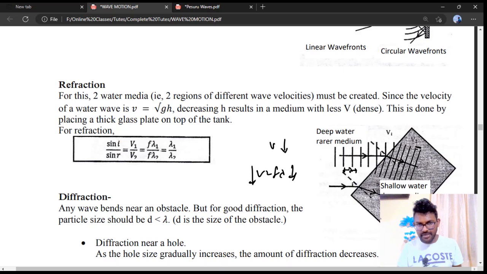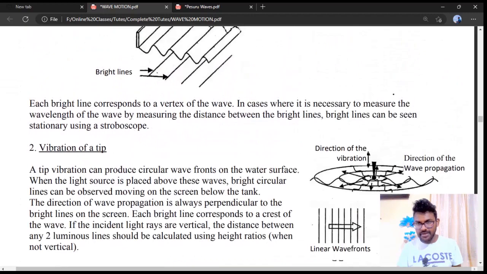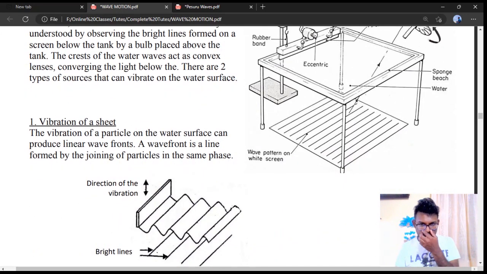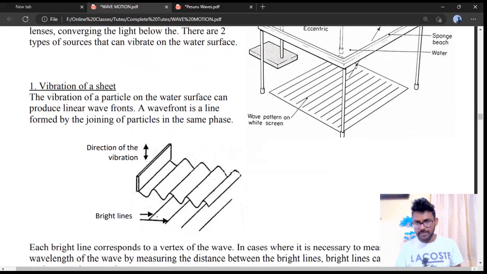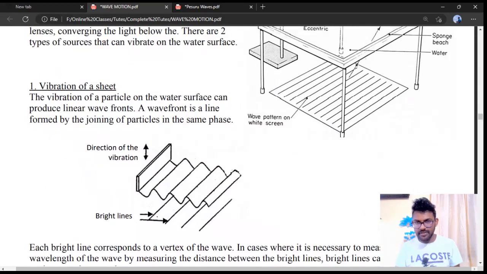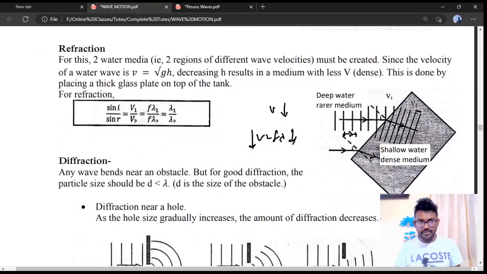You can find the incident angle and the refracted angle if you just know these parameters, or the other way around. You can just play with them. You can find the wavelength here, lambda 1 and lambda 2. How do you find the lambda? Well, you can find it from the screen. There are some bright lines that are projected onto the screen. So you can find the lambda by measuring it with a ruler or something. Okay, that is how refraction happens.